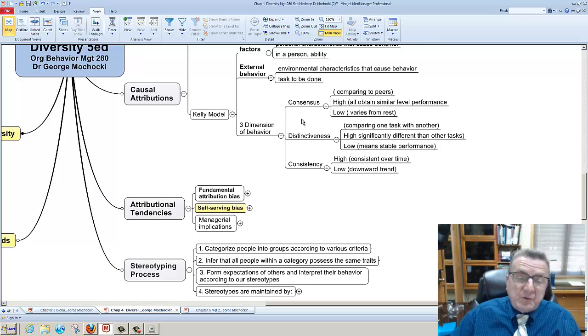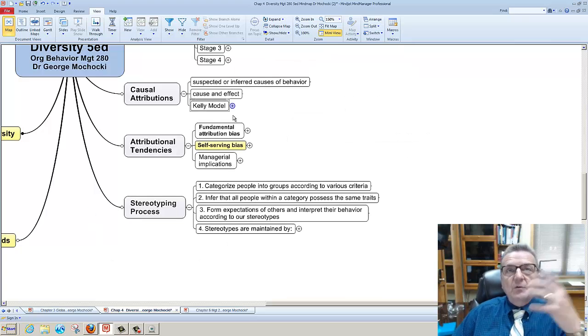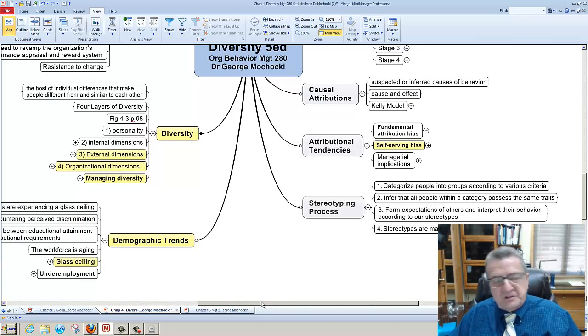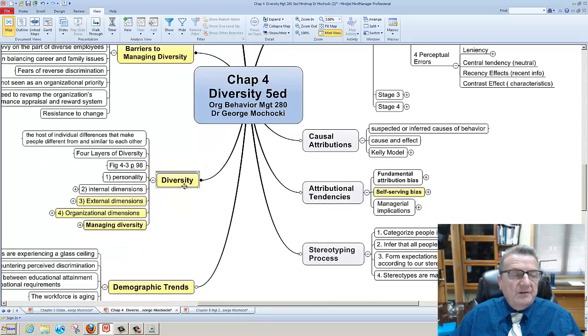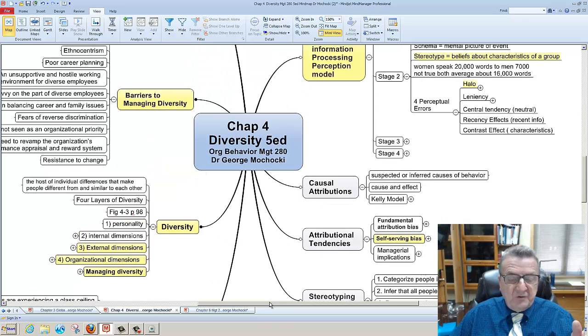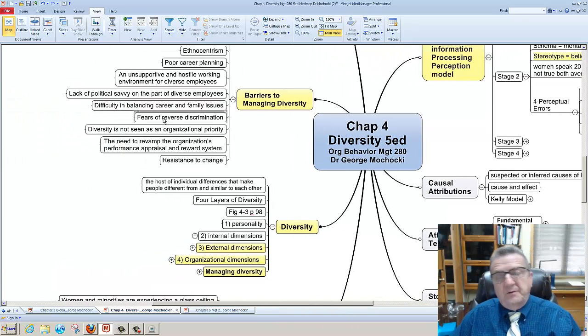What I would want to remember is three dimensions: consensus, distinctiveness, and consistency. These are things that tell me, once I start seeing things over and over, that I feel comfortable in that culture because I understand the culture by the things that are out there. And stereotyping is more like a generalization, then demographic trends, a little bit of diversity, barriers to diversity, fears of reverse discrimination that might upset someone.